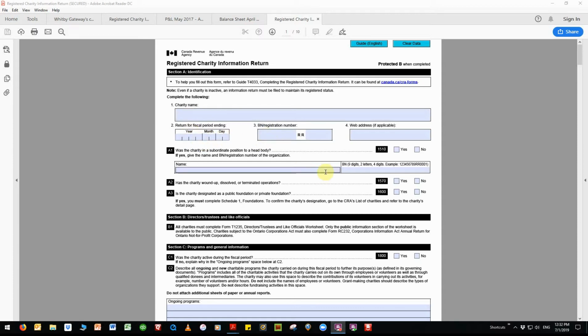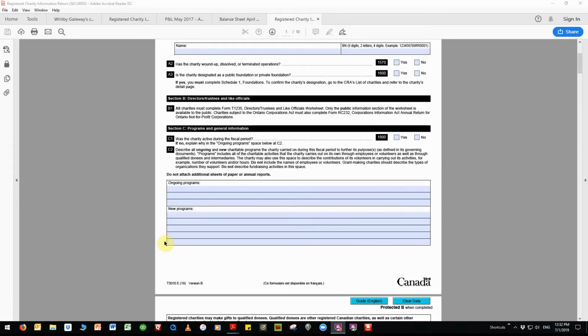You'll need your business number, and under A1, was the charity a subordinate position to a head body? The answer to that is yes, and we are registered with Church of the Nazarene in Ontario, not the Church of the Nazarene Canada, and not the International Church.